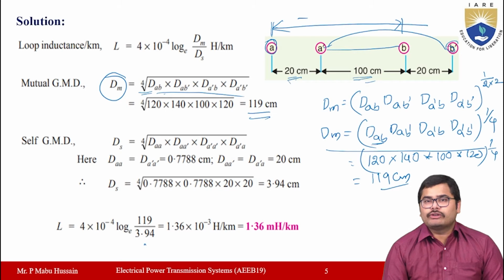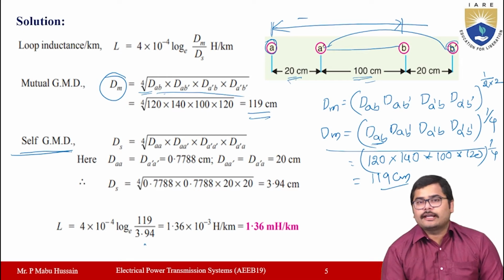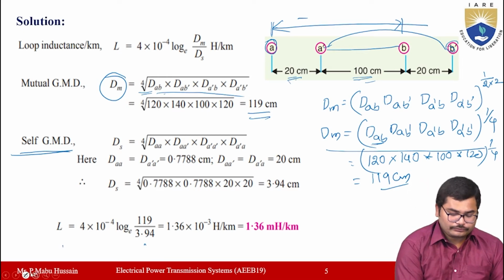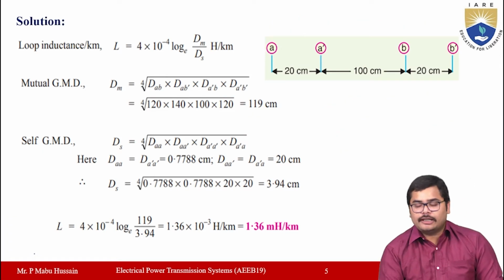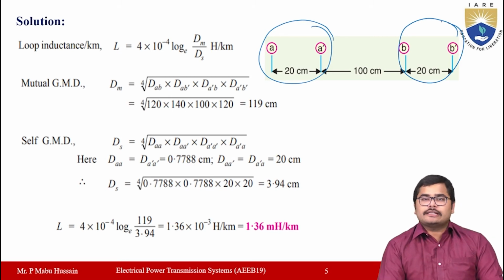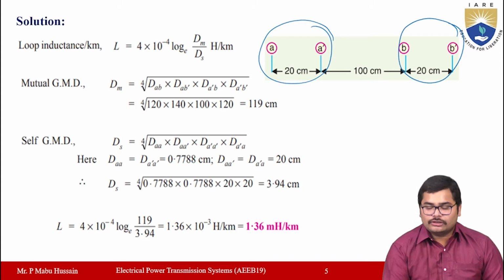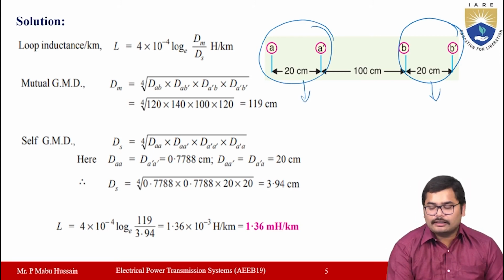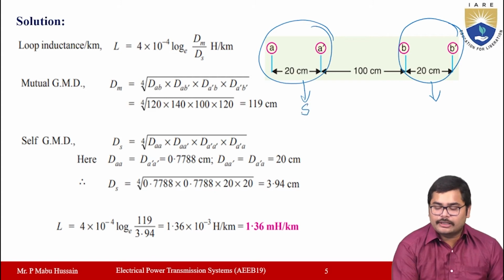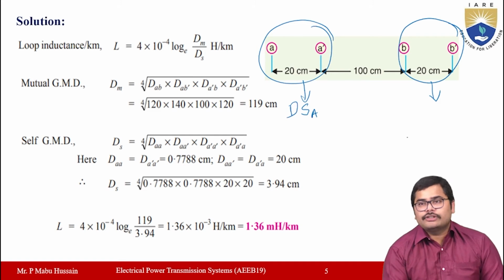So once you know the mutual GMD, then you have to find out the self GMD, right? This self GMD you have to calculate for each line or each phase. Here in the single phase transmission line, you will be having two phases or two lines. One is the forward line, another one is the return line, right? Each phase is having again two subconductors. So thus for each line you can calculate the self GMD. The self GMD of line A you can call DSA, and the self GMD of line B you can call DSB here.